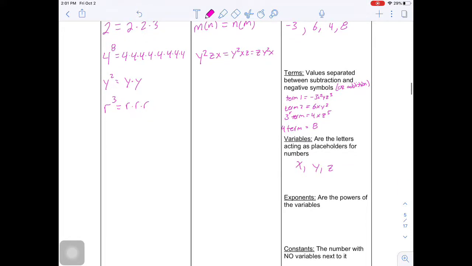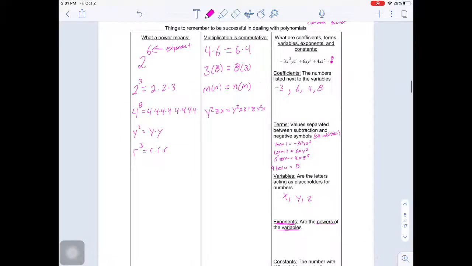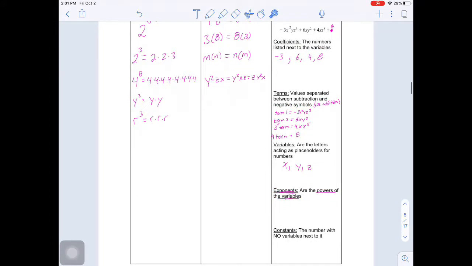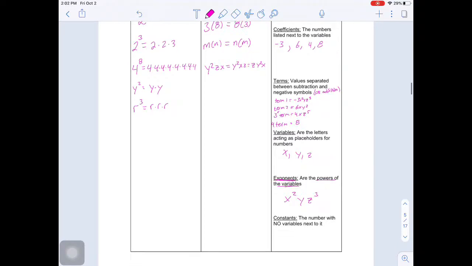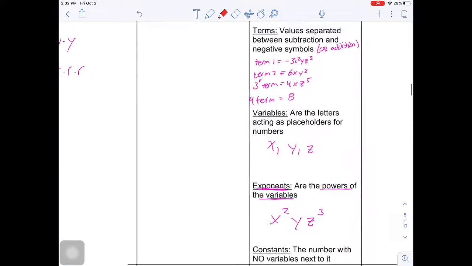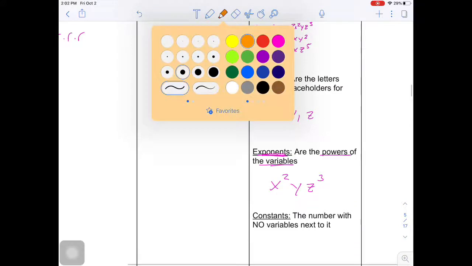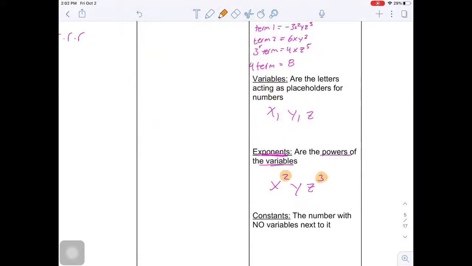The exponents here, exponents are the powers of the variables. So in this case, it would be 2 here, this 3, this 2, this 5. And remember, if there isn't an exponent, you can assume it's 1. So like here, x squared times y times z cubed, I'm going to highlight all of the exponents. So the exponents in this case would be 2, 3, and then 1 when it's not there. So you can assume there's a 1 there.